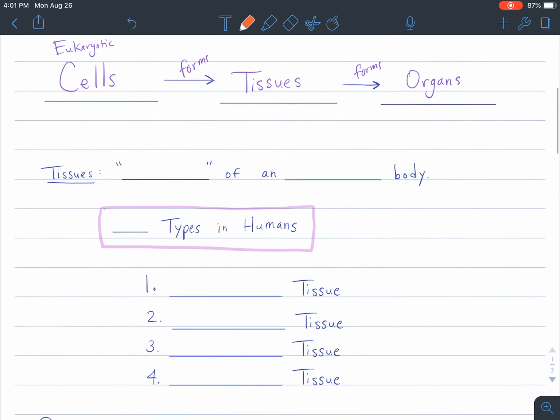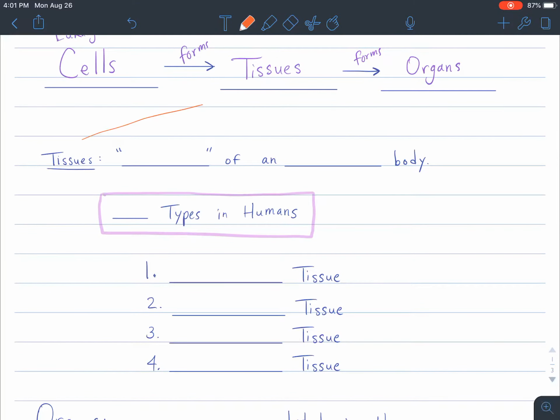All right. So let's talk about those tissues. The tissues are essentially the fabric of an animal body. So if you were to make an animal, you would need tissues in order to make the veins. You need tissues in order to make the brain. You need tissues in order to make the pancreas and the stomach and all the other parts of the animal. In humans, though, we have 4 different types of tissues.